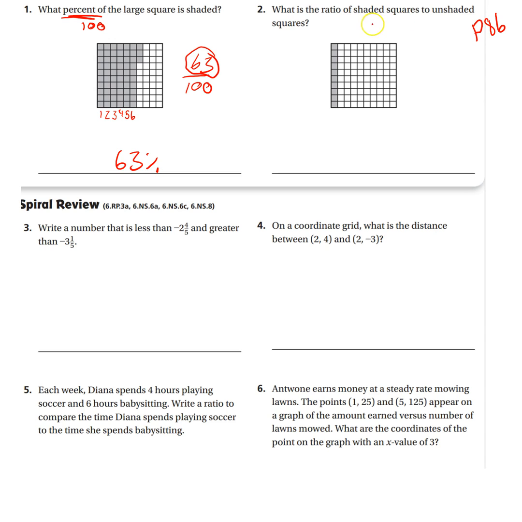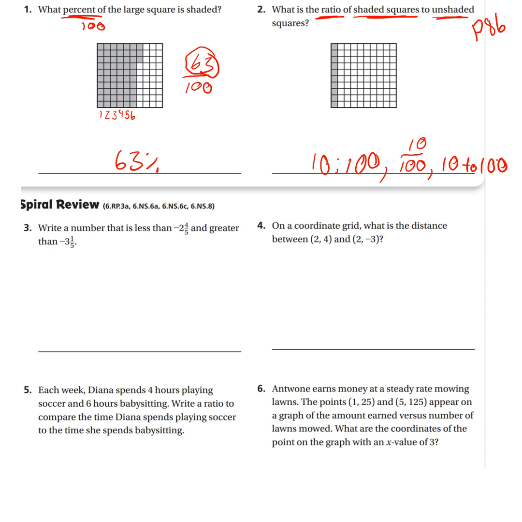Okay, what ratio of shaded squares to unshaded? What is the ratio? Shaded to unshaded. So shaded is 10 to 100. And I can also write that as 10 over 100 or 10 to 100.